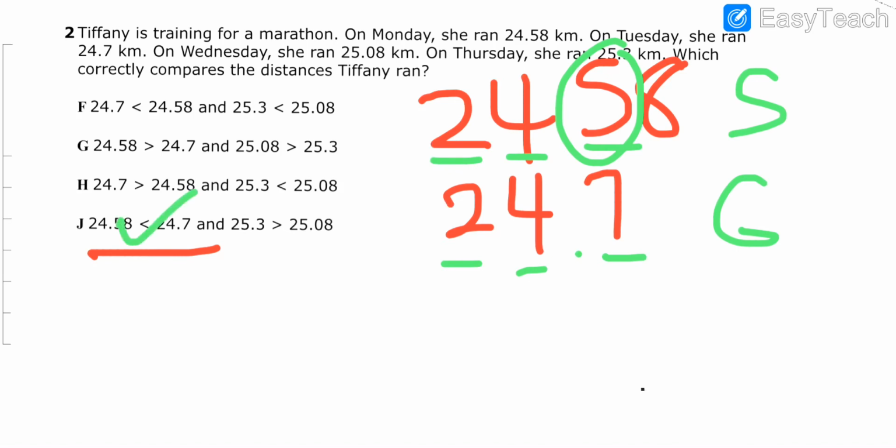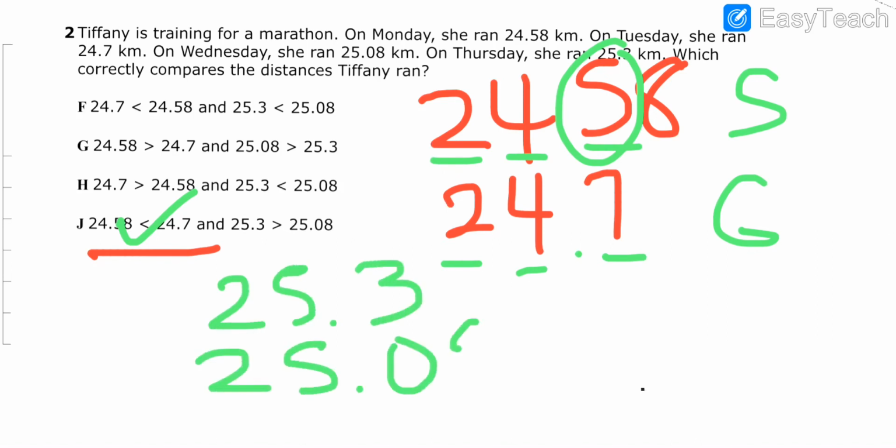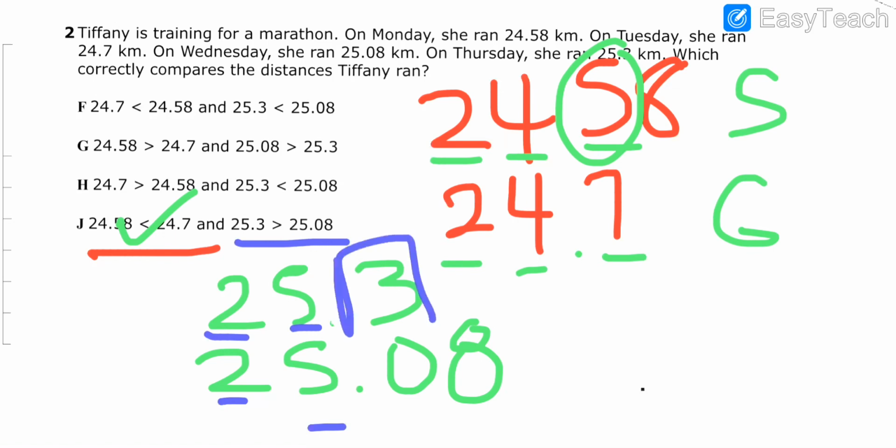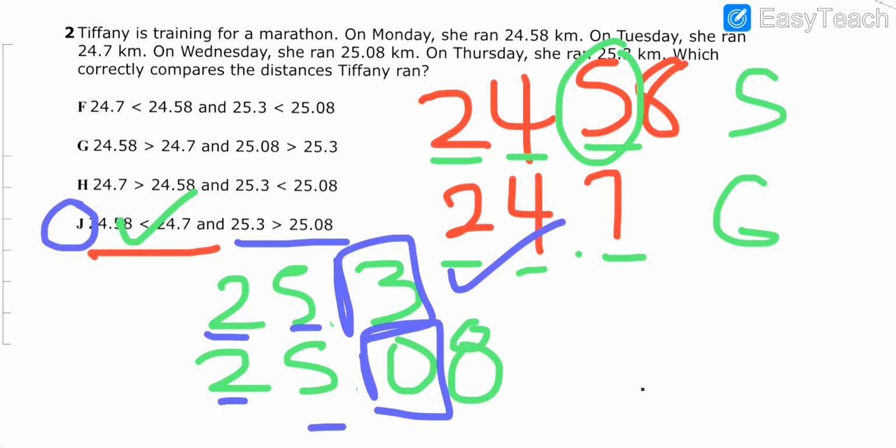So that is true. And then, of course, we want to look at, again, 25 and 3/10 and 25 and 8/100. The statement here says that 25 and 3/10 is greater than. So we can look at these and see that those numbers are the same. We want to look at the 3 and look at the 0 to see which is greater, 0 or 3. The 3 is larger than the 0, so that means that 25 and 3/10 is greater than 25 and 8/100. So J would be the correct answer.